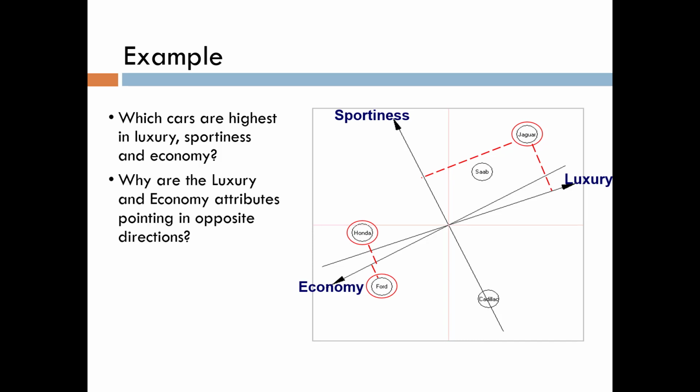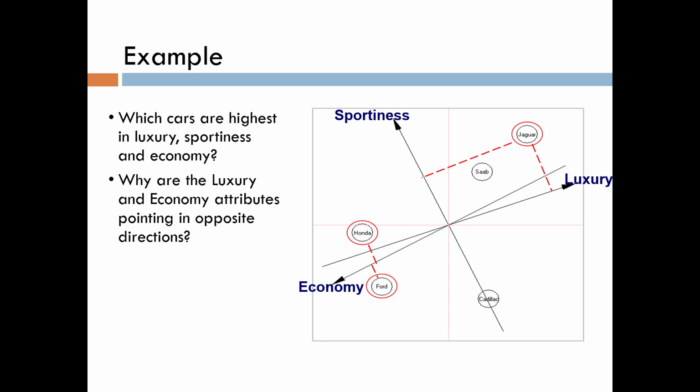A related question you might be wondering about is, why are the luxury and economy attributes pointing in opposite directions? What does that mean? The answer is that pointing in opposite directions means that as one increases, the other decreases. That is, cars that are high in luxury are low in economy and vice versa. In other words, the 2 attributes are negatively correlated, and that is indicated by their vectors pointing in opposite directions.